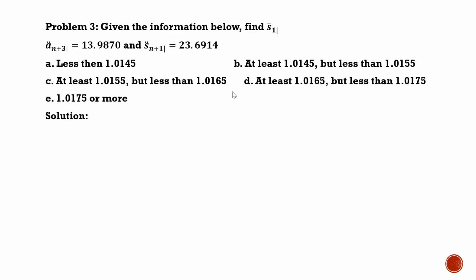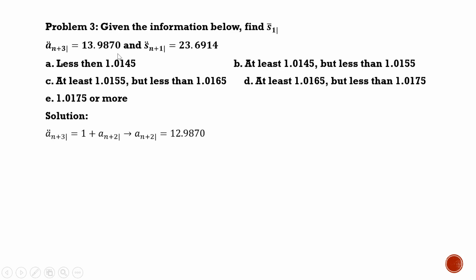Problem number 3, given the information below, find S bar of 1. We're given a double dot n plus 3 is 13.9870 and s double dot n plus 1 is 23.6914. So we're going to find this. Here's the thing. You see, we have the double dots cancel. However, the durations of the two annuities are not the same. One is n plus 3 and one is n plus 1. So we have to find a way to bring them to the time n plus 2.